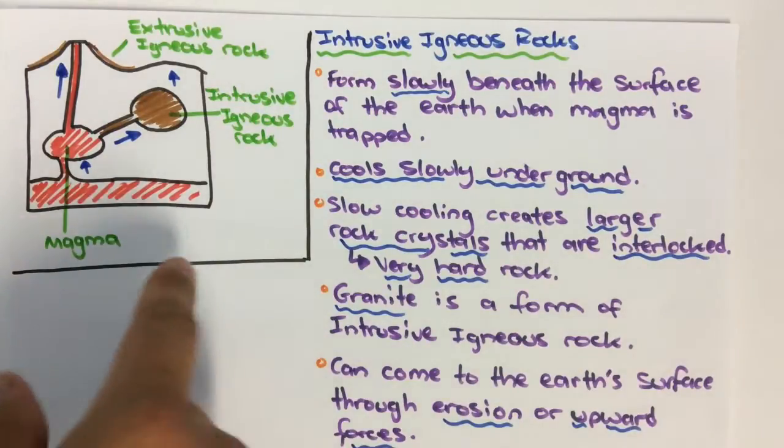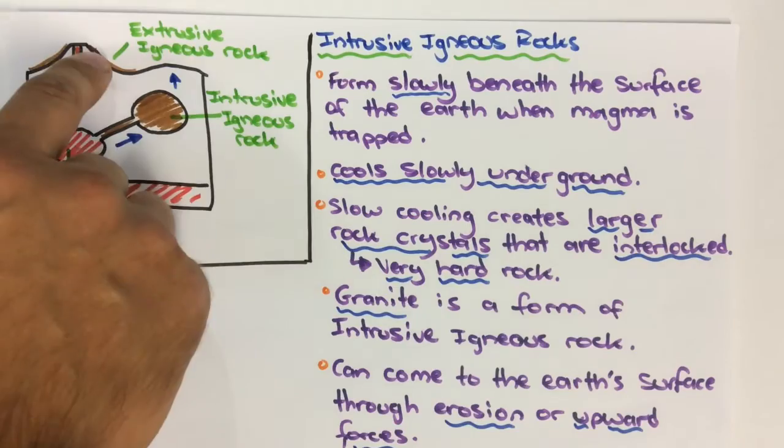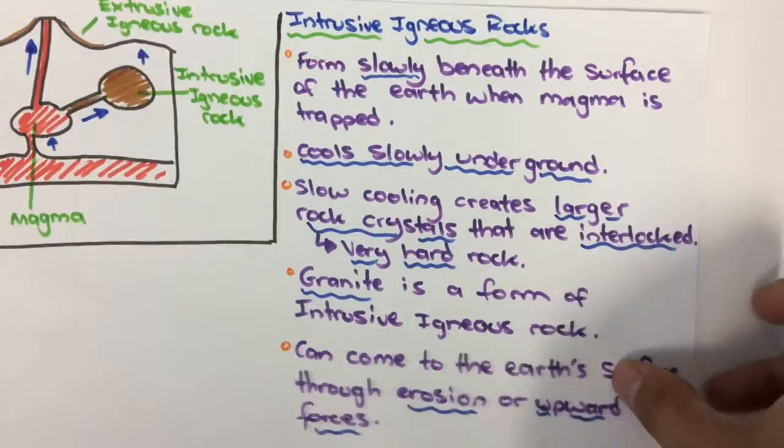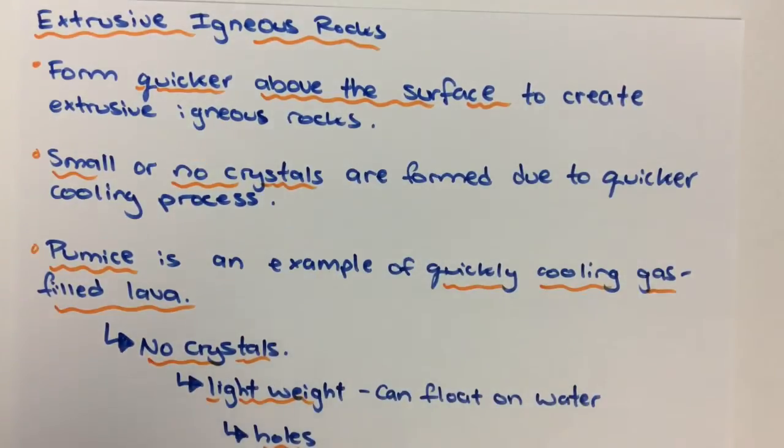You can see the difference, well you'll be able to see the difference soon, is that intrusive is beneath the surface and extrusive is above the surface. It's a bit of a tongue twister trying to say those two words. Extrusive forms a lot quicker when it's above the Earth's surface because it can cool quicker. Small crystals or no crystals are formed due to that quick cooling process.